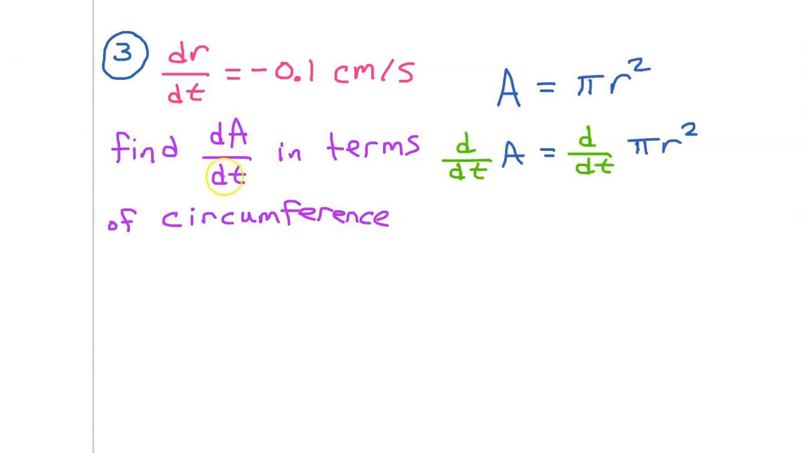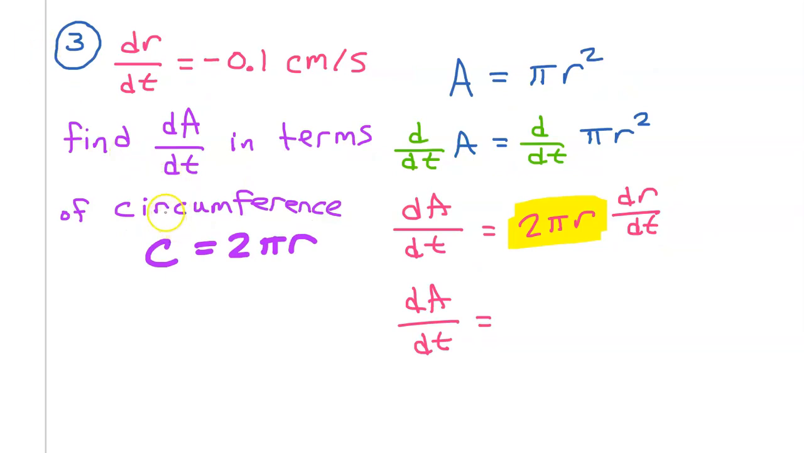To make the dA/dt appear, we need to take the derivative of both sides with respect to t. So on the left side, that gives us the dA/dt that we need. On the right-hand side, we're going to do the power rule, and really the chain rule. So the 2 is going to come to the front, so we have 2 pi r. But because these variables don't match, we have to multiply by the derivative of the inner function, which is dr/dt.